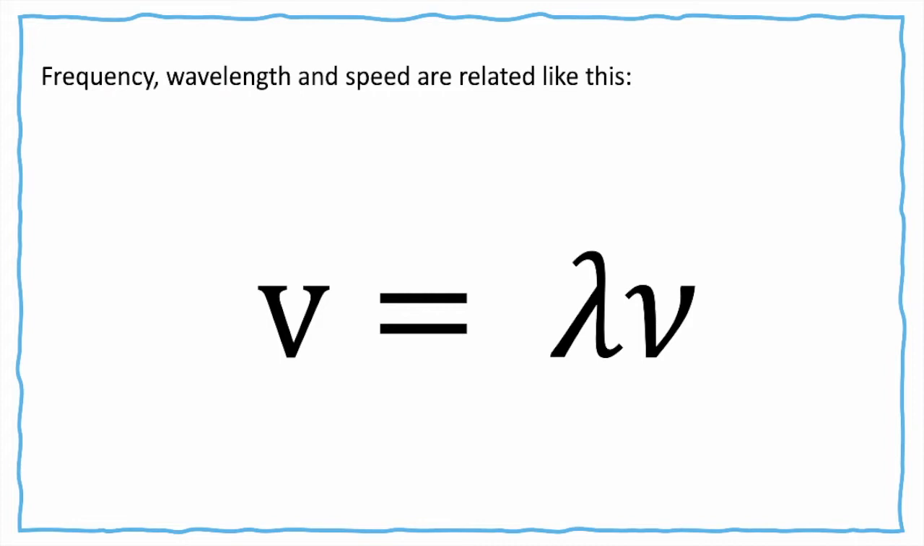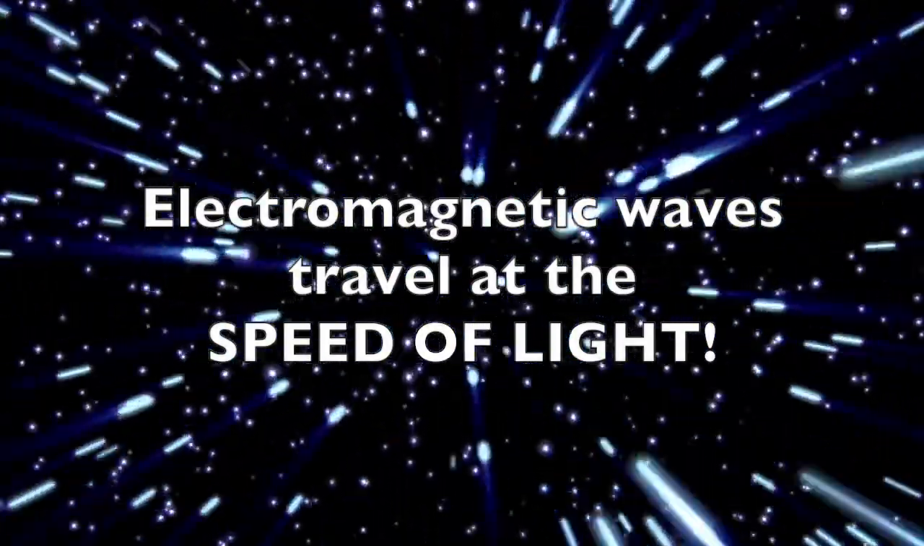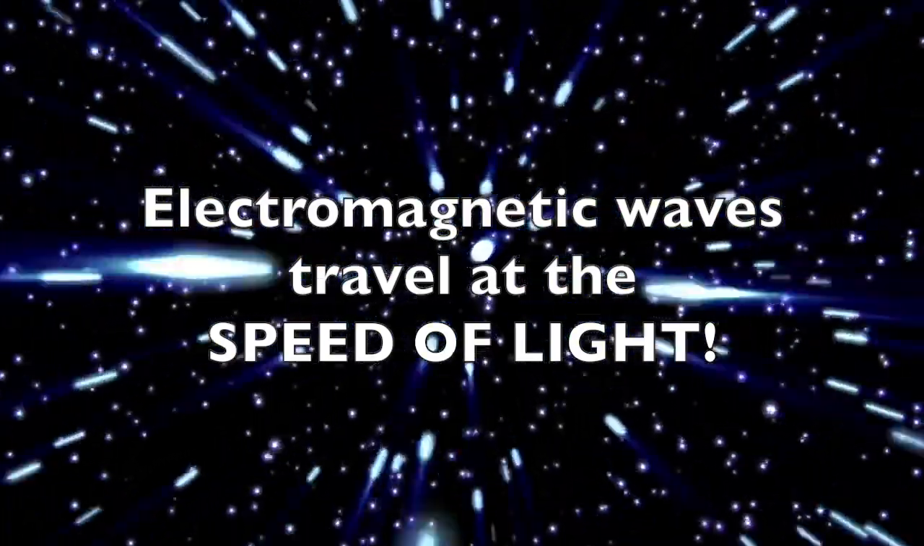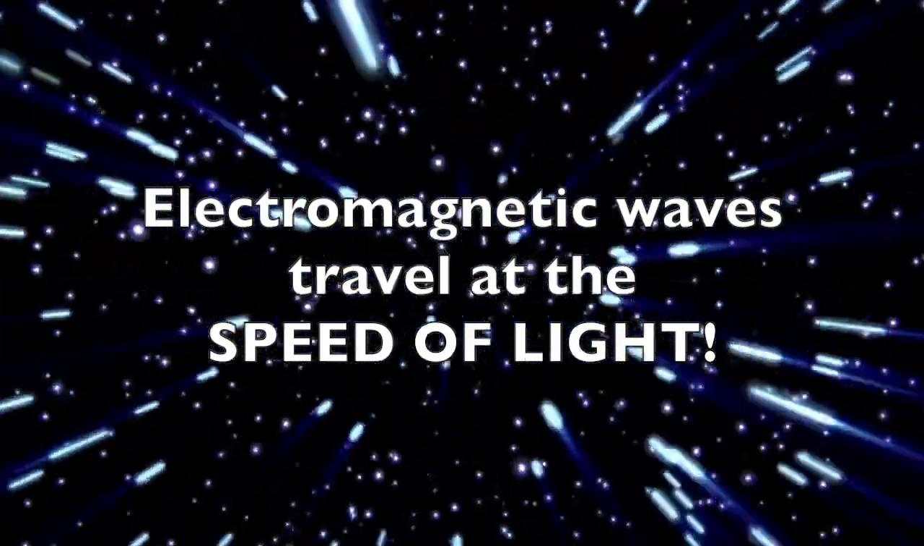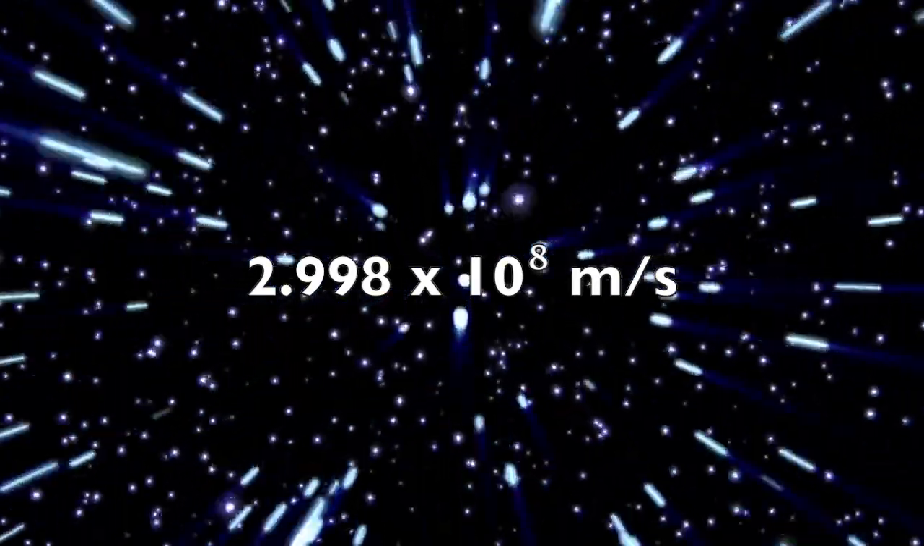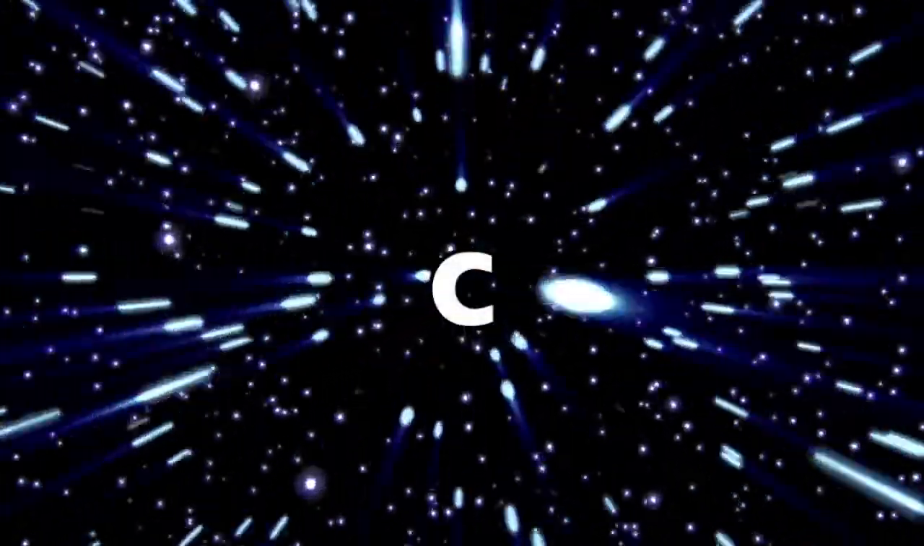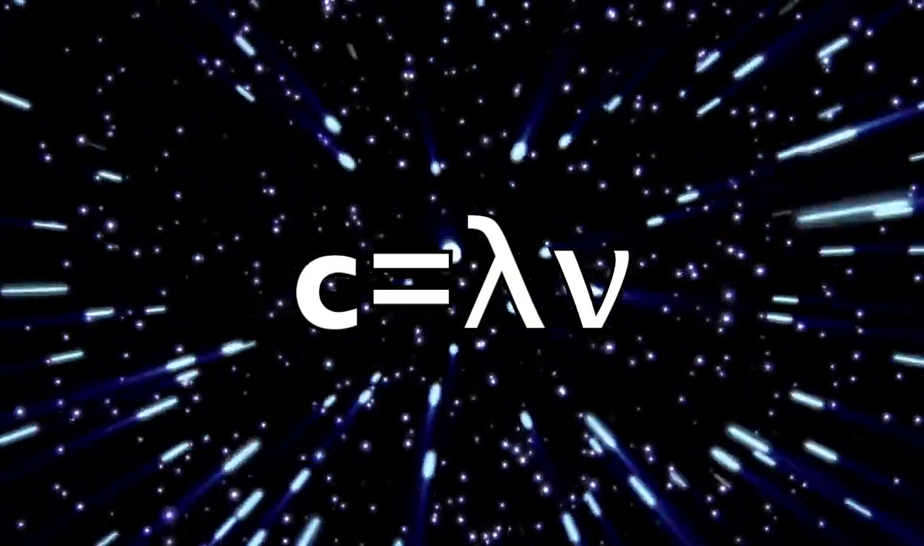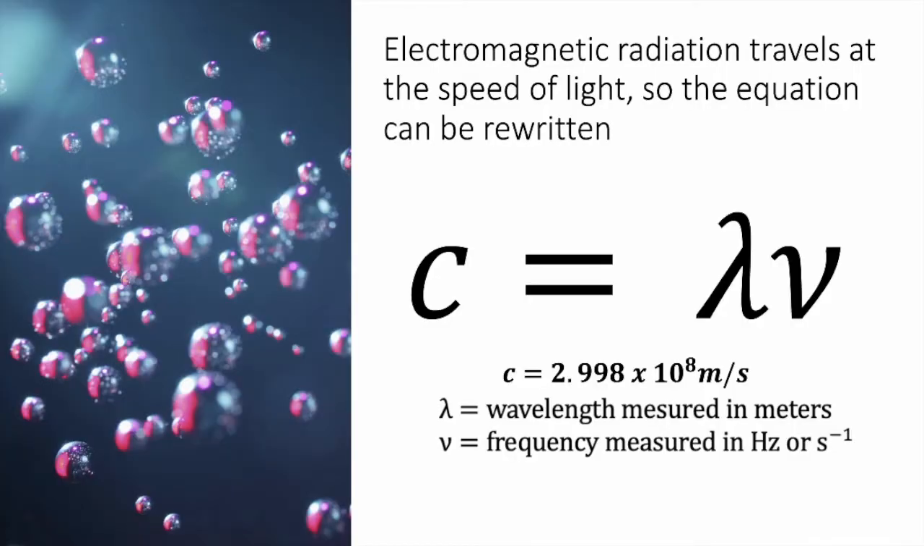And this could be a little bit confusing because v and nu look very similar. Fortunately, in chemistry, since we're dealing with electromagnetic radiation, our waves travel at the speed of light in a vacuum. So from here on out, our speed is going to be the speed of light, 2.998 times 10 to the 8th meters per second. The symbol for the speed of light is c, so we can rewrite our equation: c equals lambda nu. Speed of light equals wavelength times frequency, and this is what we're going to use from here on out.